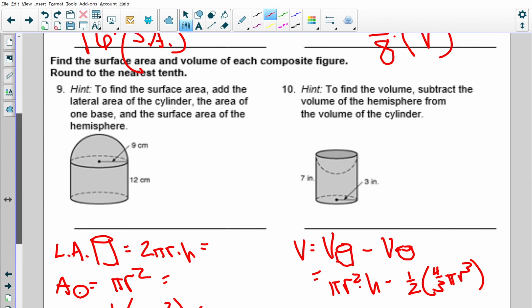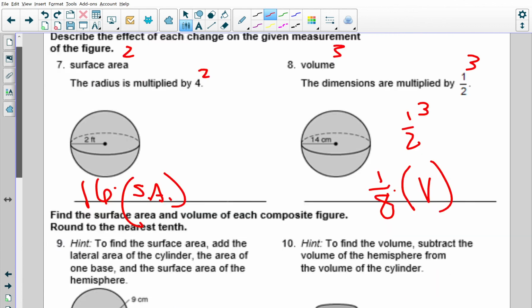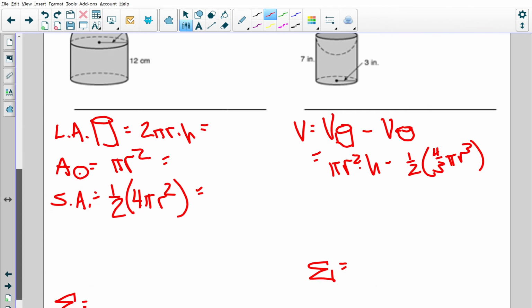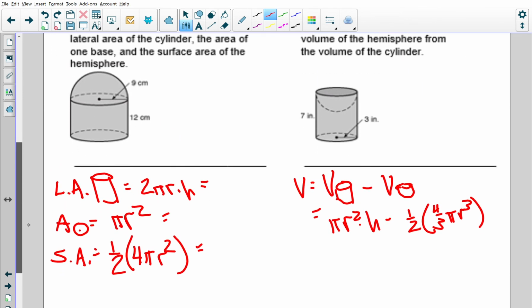To find the surface area, add the lateral area of the cylinder. That's like if you rolled it in paint and then rolled it in a circle like a bike tire. The area of one base, which is a circle, and the surface area of the hemisphere, which is half the surface area of a sphere. Hopefully you have your formula sheets out, or you've memorized them, or you're a math genius. Anything from the above will work, and you just fill in.